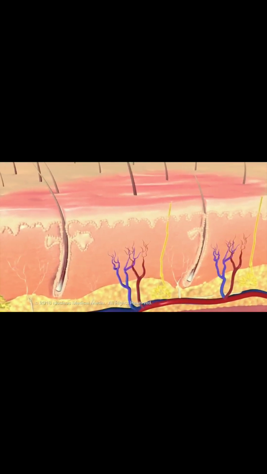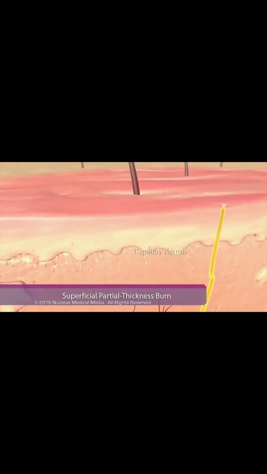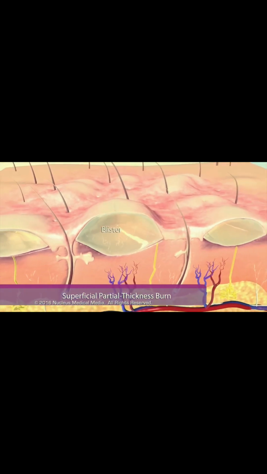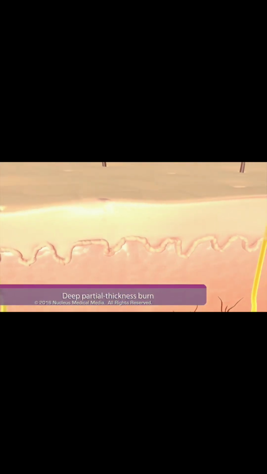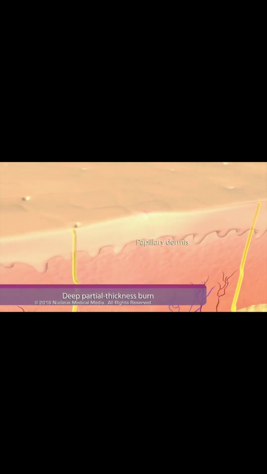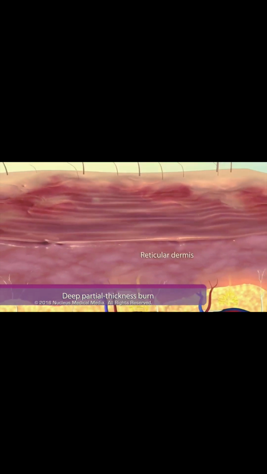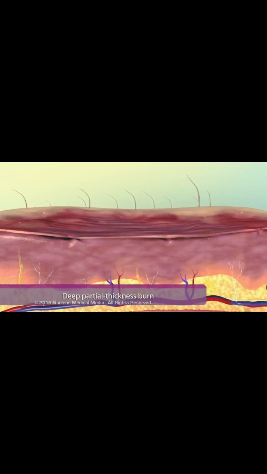Partial thickness burns are either superficial or deep. Superficial partial thickness burns involve the epidermis and the upper or papillary dermis, causing immediate blistering and intense pain and sensitivity. Deep partial thickness burns destroy the papillary dermis, epidermis, and most of the lower or reticular dermis, sparing some cutaneous nerve endings, capillaries, and dermal appendages.